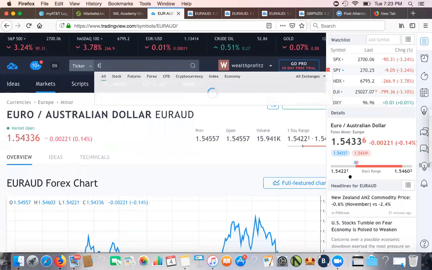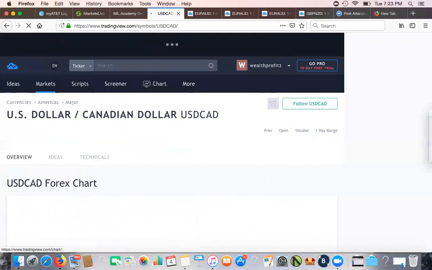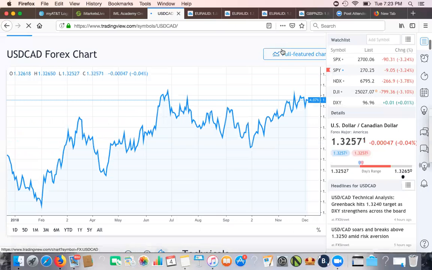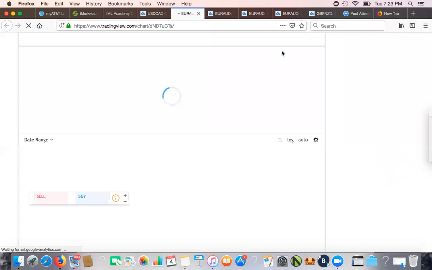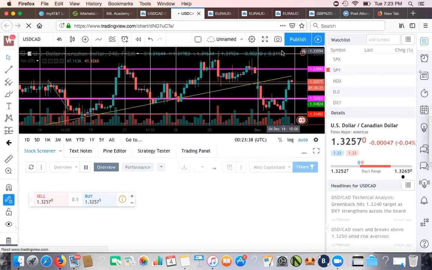So a lot of people trade USD/CAD. So USD/CAD looks like this. I trade USD/CAD. That's what I make a lot of money on. But you can make a lot of money on any pair. That's what I want you to focus on. So probably just focus on just one pair.